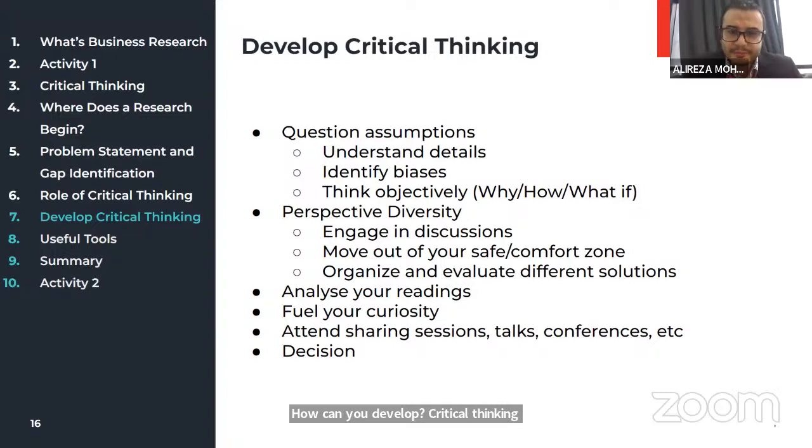There are, of course, many ways to do that, but first and foremost would be questioning assumptions. As much as possible, you want to replace assumptions with valid and reliable, informed decisions, or informed options, I think would be a better option. So you want to understand the details as much as possible to identify the biases. It's important to know what you know, but at the same time, it's important to know what you don't know. And that would be achievable by asking the right questions.